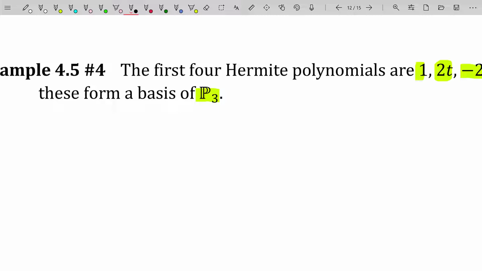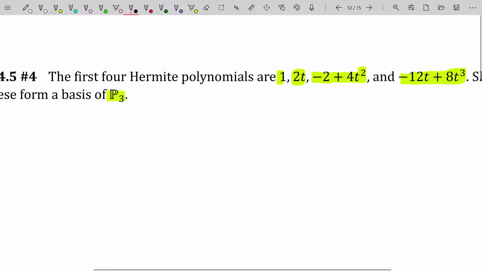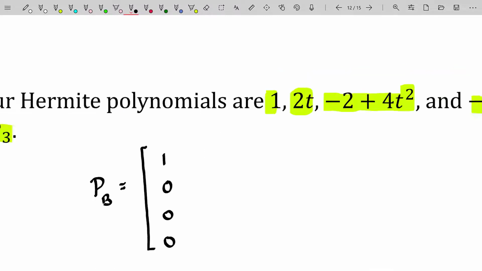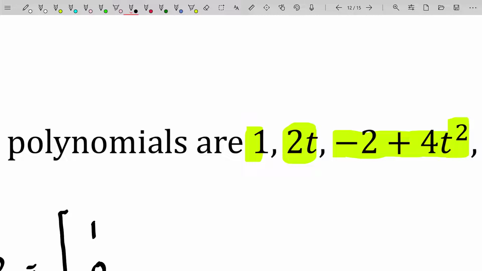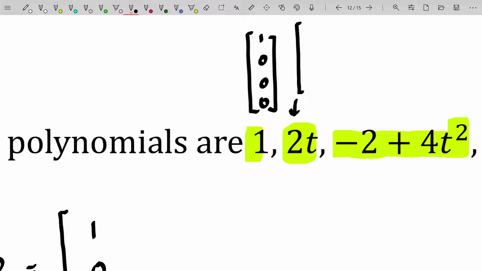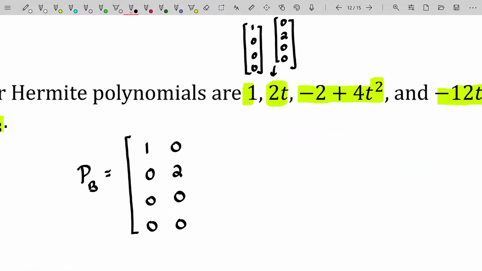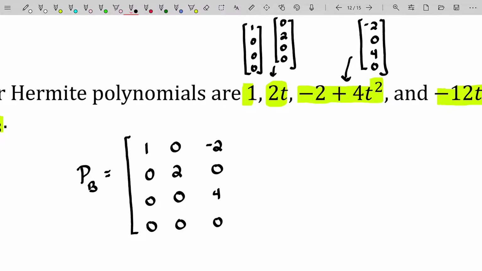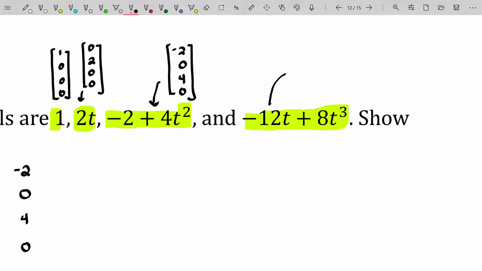We're going to build a change of coordinates matrix using these polynomials right here. The first basis vector, we're going to call 1, 0, 0, 0. This second basis vector, we're going to use the vector in R4, which is 0, 2, 0, 0. This third vector will create a B coordinate vector here, which is negative 2, 0, 4, 0. And finally, this last vector, again, its B coordinate vector will be 0, negative 12, 0, and 8.